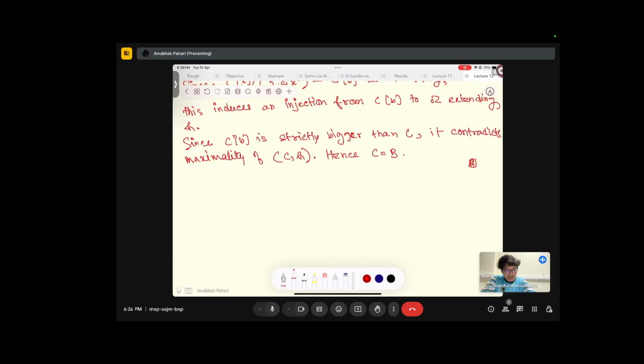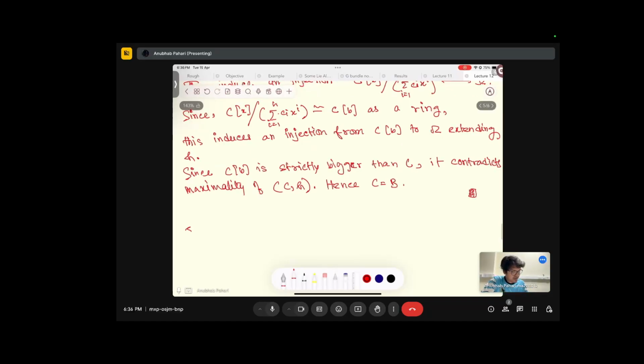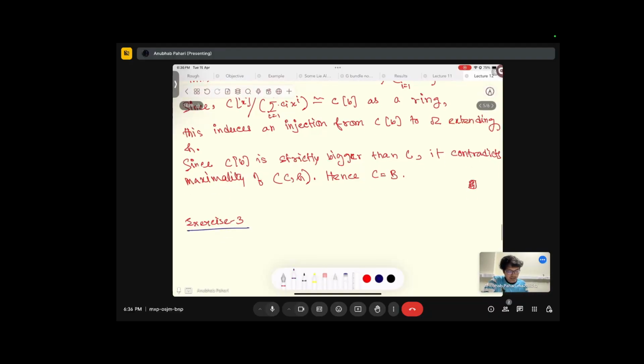So now we'll be doing an interesting problem, that is exercise 3, and it is like that. Let A be a subring of B such that B is integral over A.